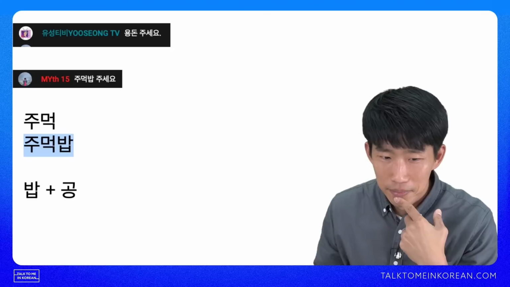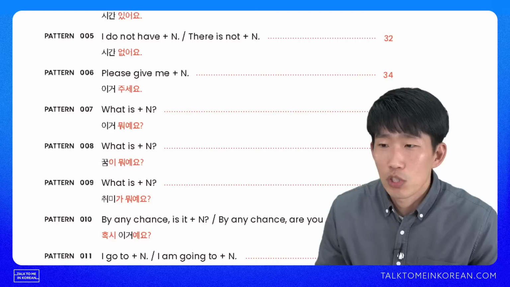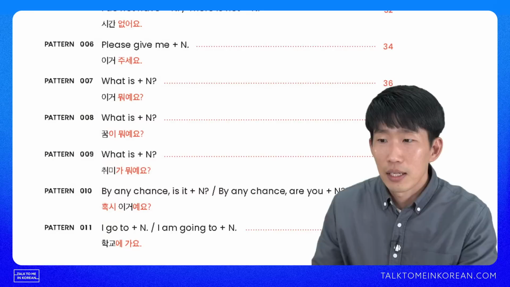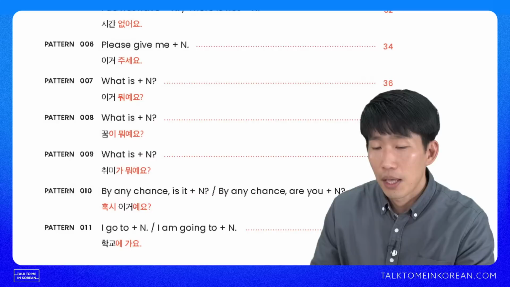Okay, so we were up to pattern number 7, and then you can also go to 꿈이 뭐예요? 취미가 뭐예요? Adding a subject in front of it, and expand your sentences like that. And then 혹시, this was featured on the back cover of our page, like I showed you earlier, right? 혹시 이거예요? By any chance, is it so and so? And then pattern number 11 is 학교에 가요.